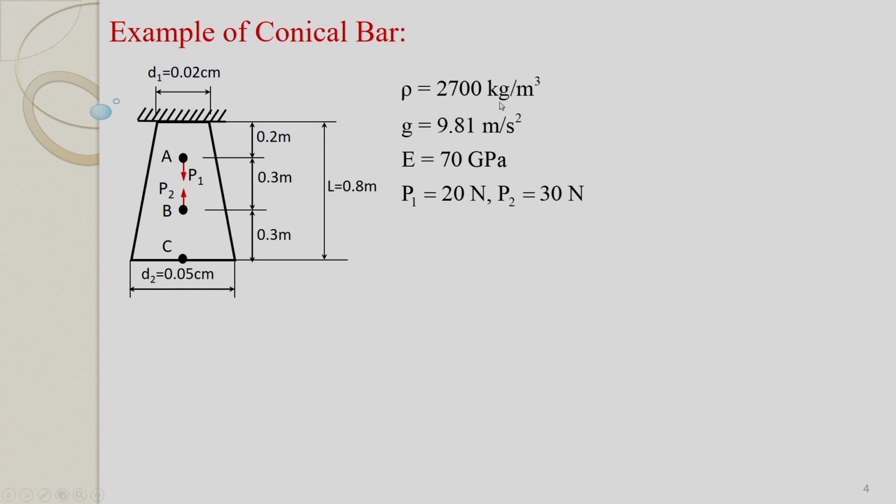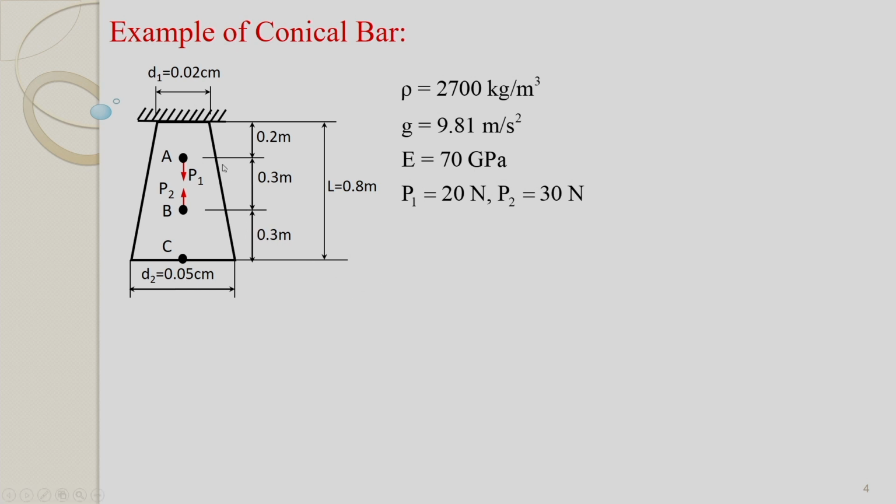Also there is point load P1 at point A, which is 20 Newton, downward, and P2, which is an upward 30 Newton load at point B. Now we want to find the deflection of the bar due to the combined action of the body force as well as these point loads.